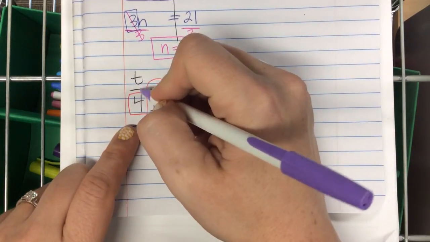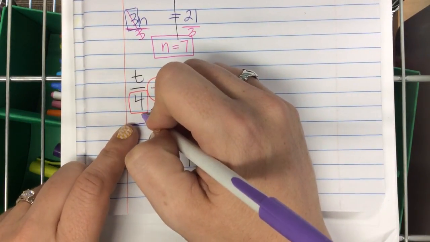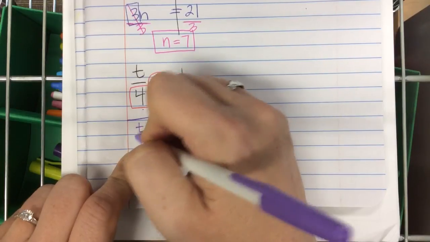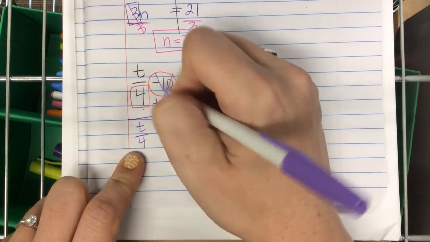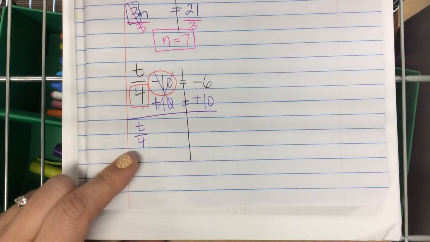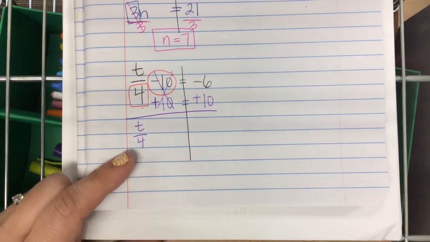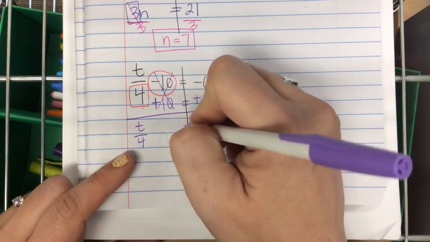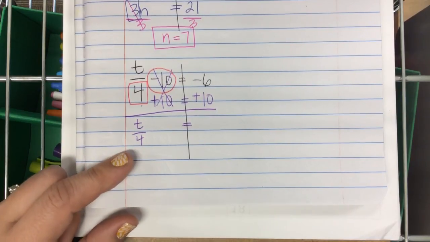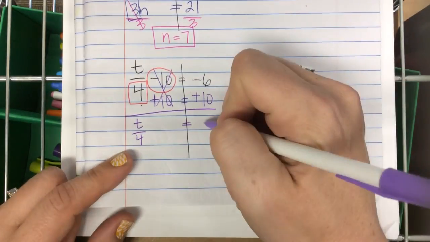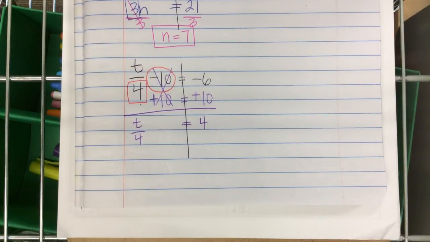Does this t divided by 4 change? It's the same thing, t divided by 4. Nothing happened to it. What happens to my 10s? They're inverses, they cancel out. What's negative $6 plus $10? Positive? Good.